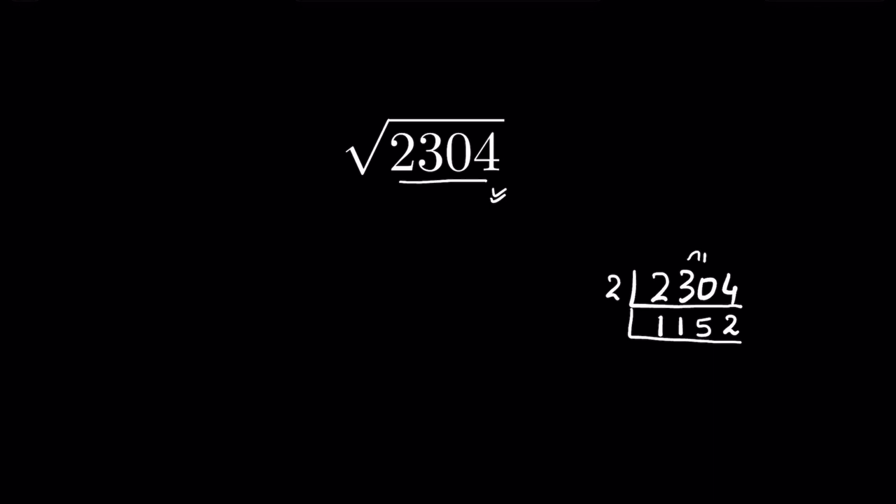Again, the last digit is 2. It is divisible by 2. So again, do it with 2. 2 times 5 is 10. Then this is 15. So 2 times 7 is 14. And now this is 12. 2 times 6 is 12.